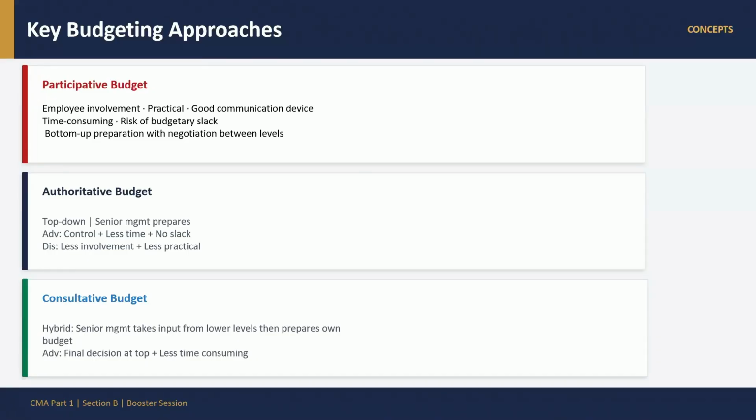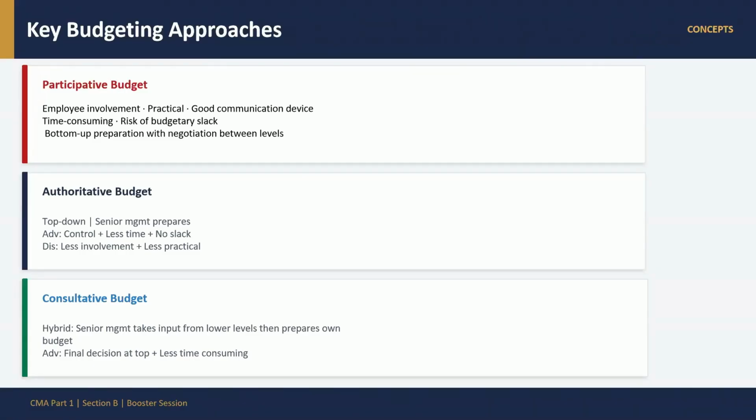Then bottom-up preparation. That means employees, still top-level managers, everybody you will be involving in participative budget. Next up, we'll be moving with authoritative budget. So in this budget, what happens is top-level management will prepare the budget and impose it. They'll say, everybody just follow this budget. It's a top-down approach.